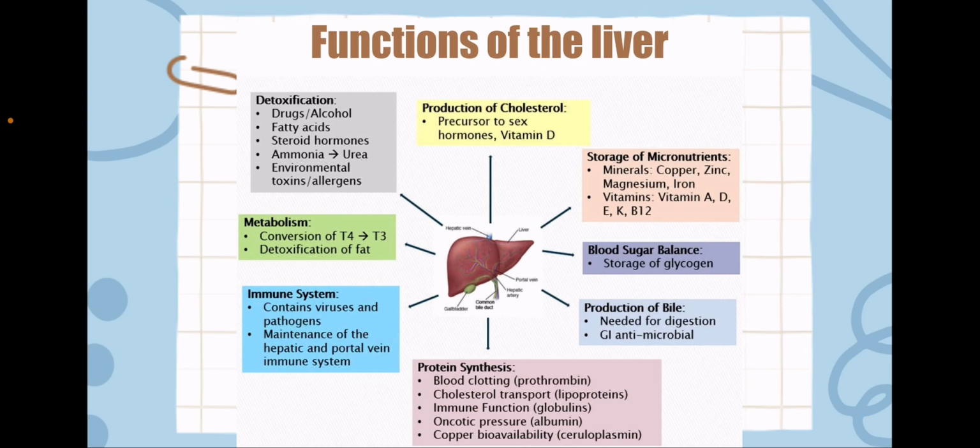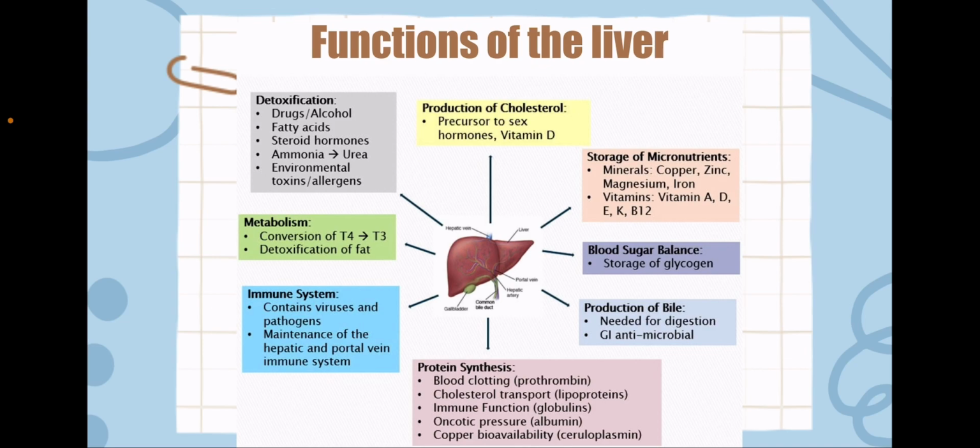We also know that in terms of blood sugar balance, it stores glycogen, it produces bile that is needed for digestion, and it also synthesizes proteins. These are needed for blood clotting, cholesterol transport, immune function, and it also metabolizes, converting T4 to T3. Now, we also know that it synthesizes coagulation factors like factor 2, 7, 9, and 10, detoxifying blood.